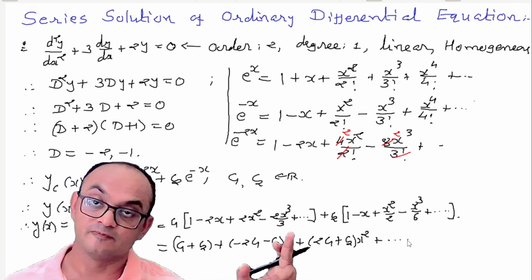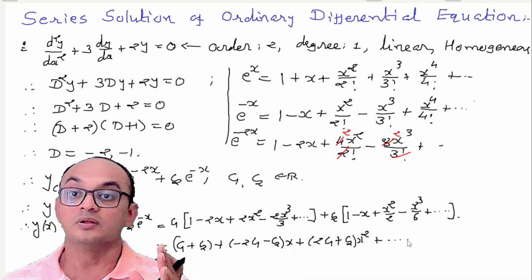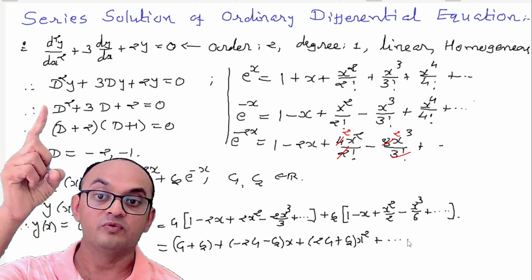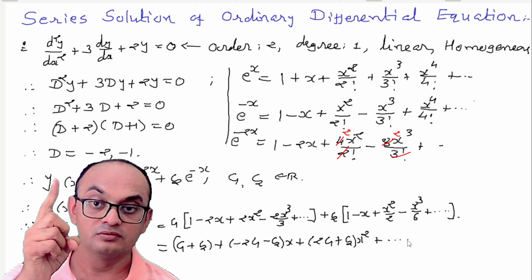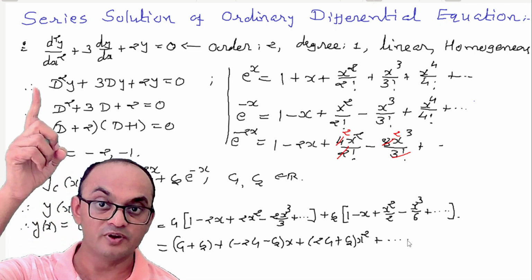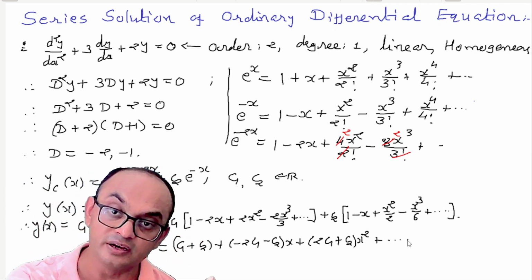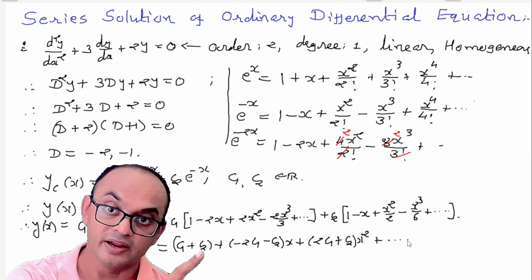So these two functions, e raised to minus 2x and e raised to minus x, are converted into the series. So this is what we have: given the differential equation, we find out the general solution. Actually this is a homogeneous differential equation. We find out the solution and then we write the series.